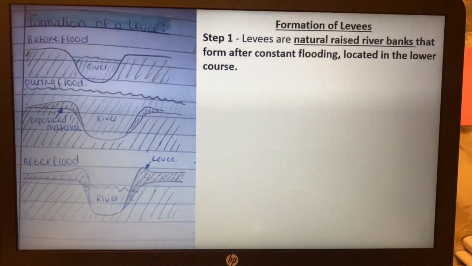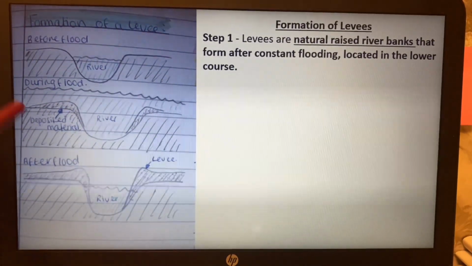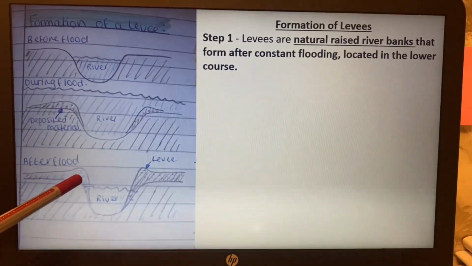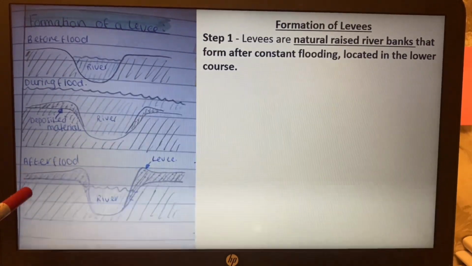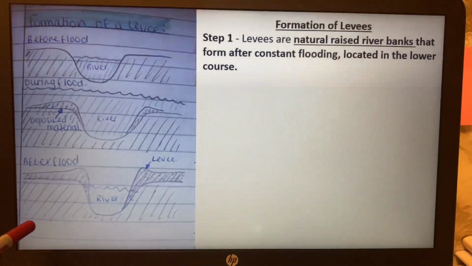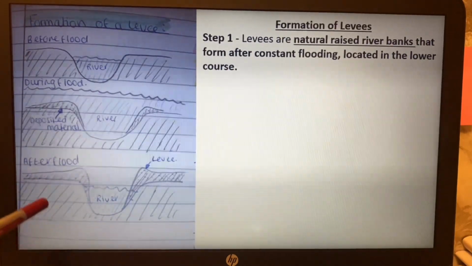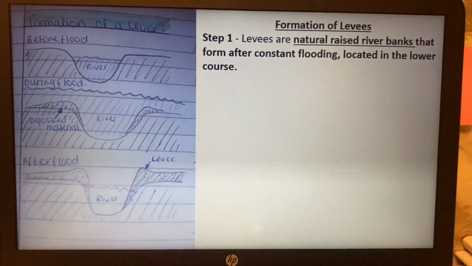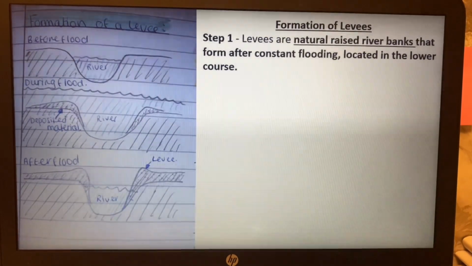Step one, if this was a four marker, you just get a mark by saying levees are naturally raised river banks. Some of you get confused thinking these are soft engineering methods. No, these are naturally raised river banks that form after constant flooding, located in the lower course. Okay, once you've said that they form because of constant flooding, let's go into how.